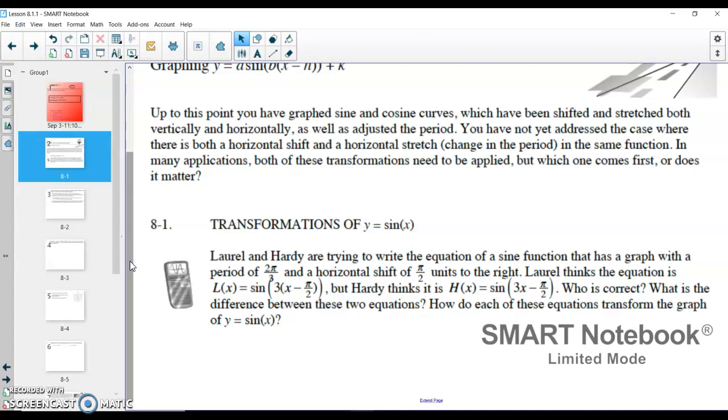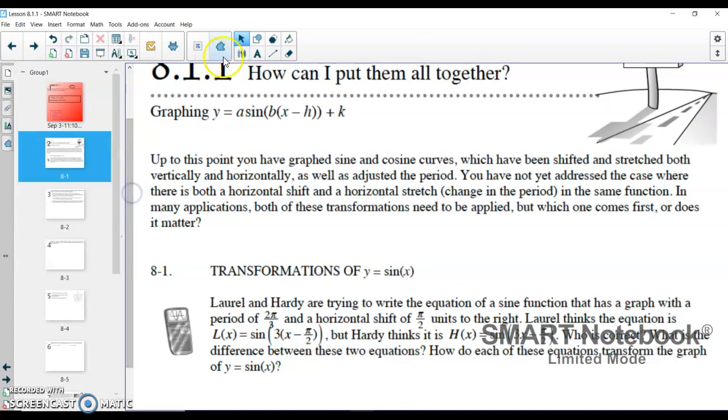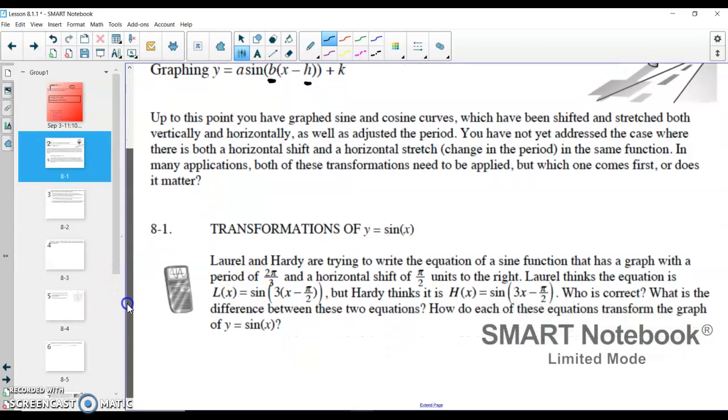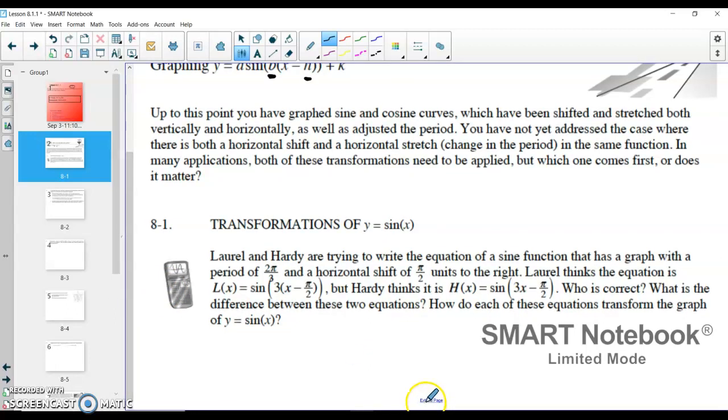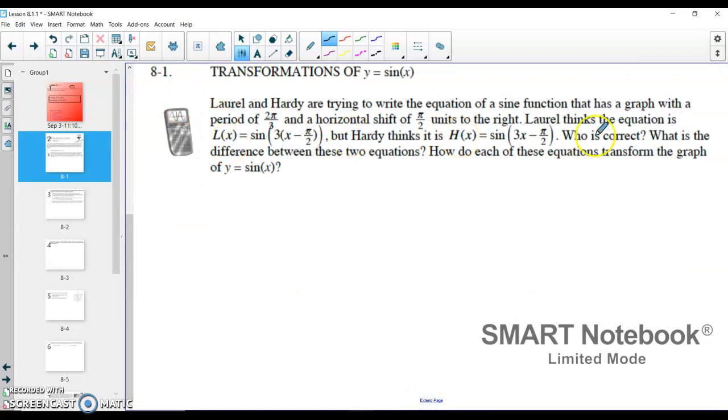Remember, when we have this kind of b value, this b value is what controls how long the period is. So when they say the graph has a period of 2π/3, we have to think about the b value there. When we think about shifting it π/2 units to the right, that's taking place of this h value here. That's when I start evaluating who is right, Laurel or Hardy. And the answer is that Laurel is actually correct. So Laurel's equation is correct.